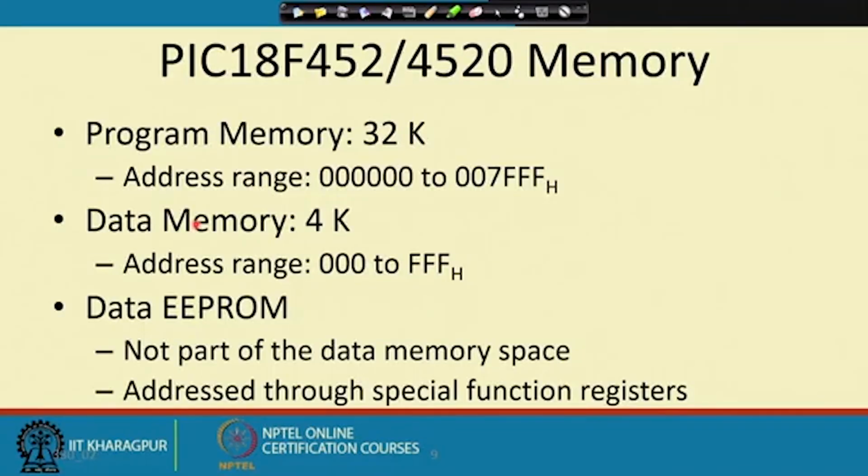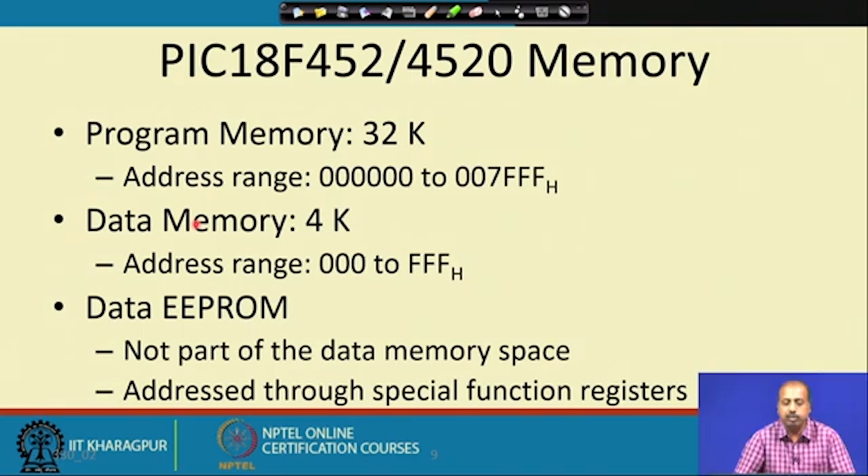In the 18F family, there are many variants, such as 452 or 4520. This is a slightly improved version, where the program memory size is 32 kilo and the address range is 0 to 7FFF, and then the data memory size is increased. It is going to be 4 kilobyte, with address range 000 to FFF, and there is another data EEPROM. That is not part of the data memory space, and it is accessed by special function registers, that is SFRs.